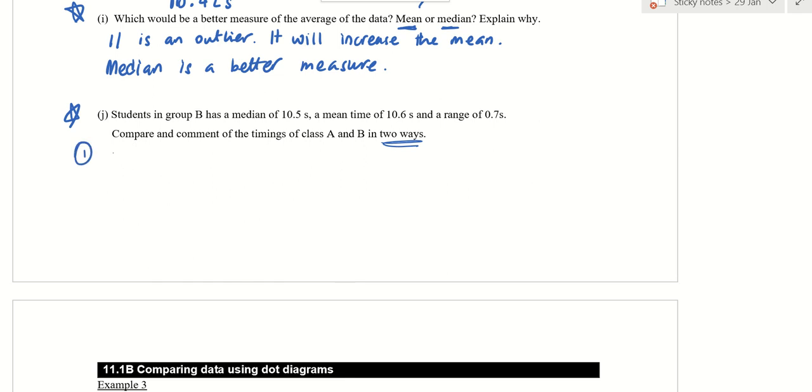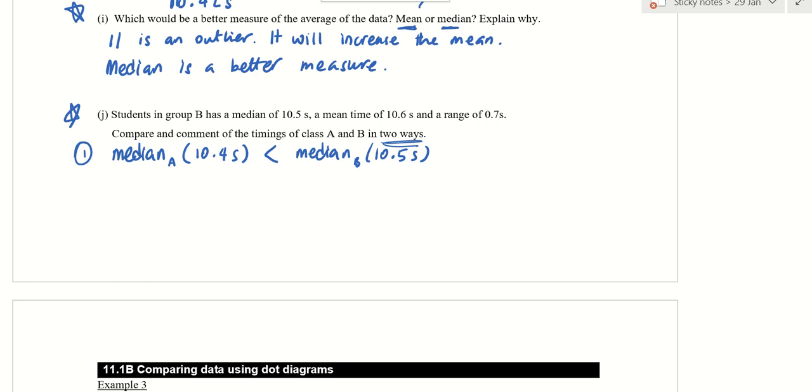The first way, median of A. So you put a small a at the bottom. Median of A. And I need you to state the value, 10.4 seconds. Compare it with the median of B, which is 10.5 seconds. So which one is bigger? Which one is smaller? So 10.4 is less than 10.5. This is your evidence.